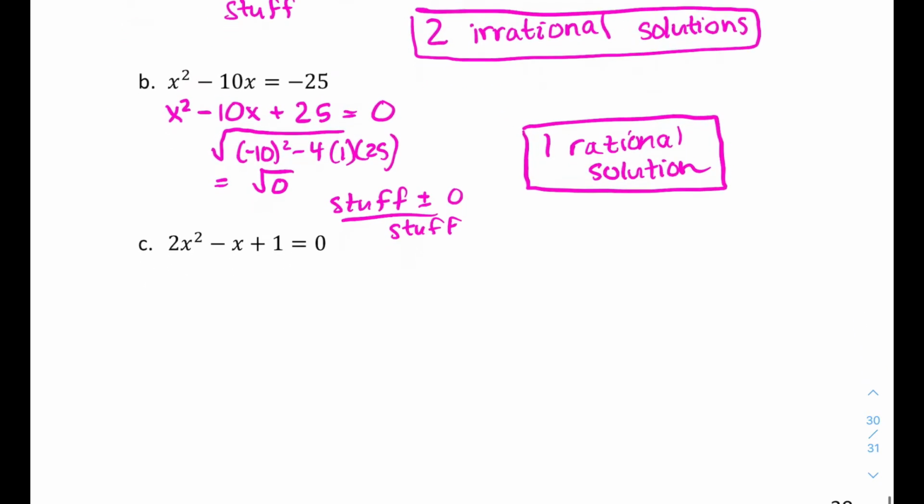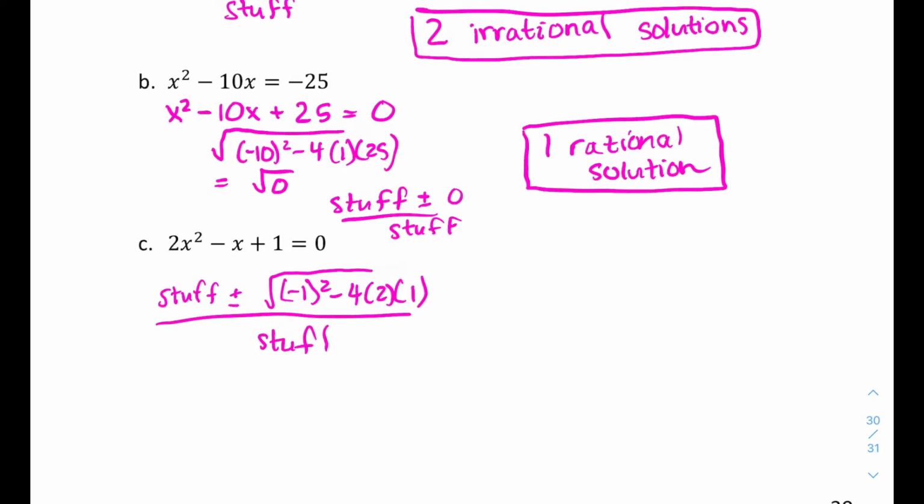If it was a perfect square that wasn't 0, like plus or minus square root of 4, then you just have two rational solutions. If I look at this last one, for my discriminant, I'm going to end up with negative 7, which means that I am going to have imaginary value involved in my solution. So I'm going to have two non-real complex solutions.